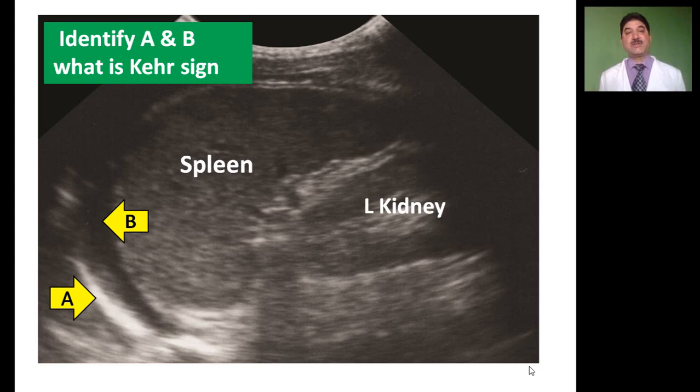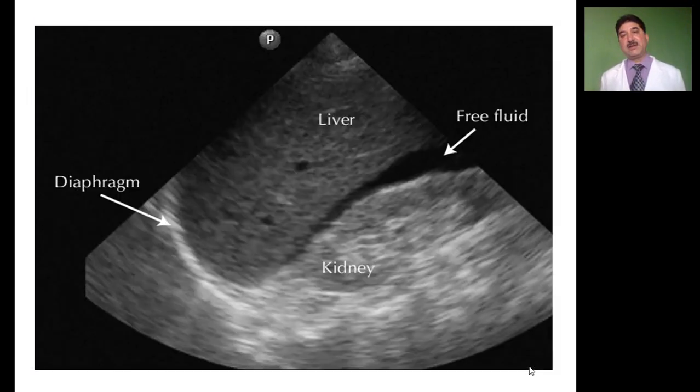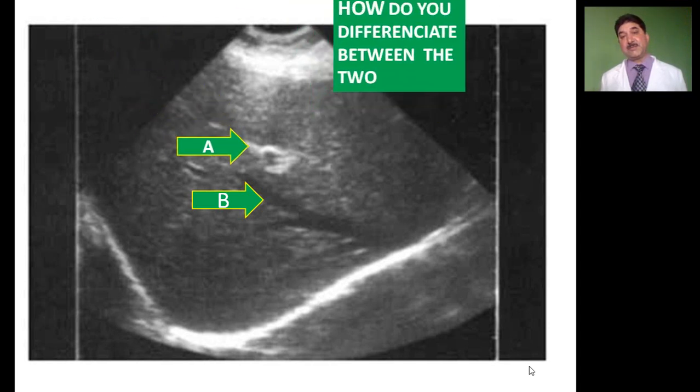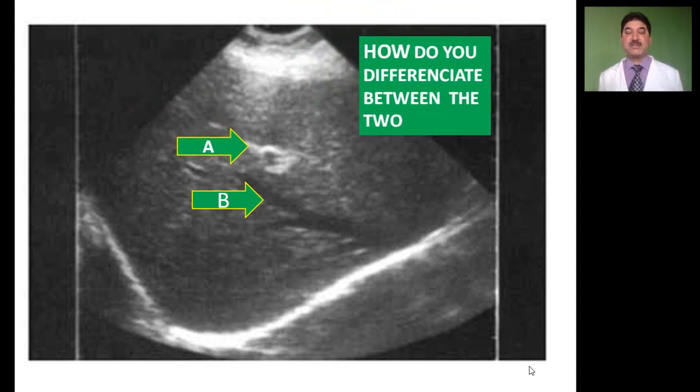If this fluid is hemorrhagic, it irritates the undersurface of the diaphragm and the pain reaches the shoulder through the phrenic nerve. We call it Kehr's sign. Here we can see the fluid in Morrison's pouch. Now here in this figure, this one is the hepatic vein because its walls are hypoechogenic, and A is the portal vein. We differentiate between the two depending upon the echogenicity of their walls.